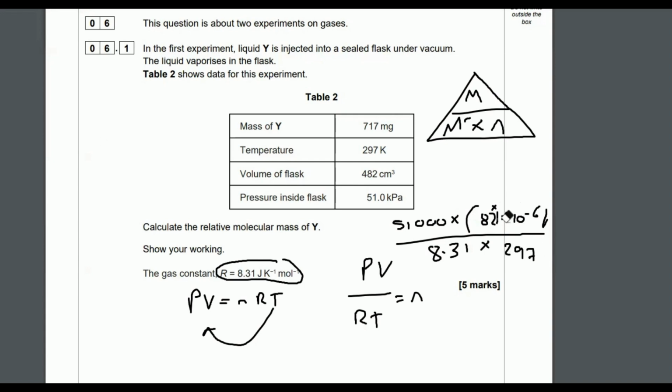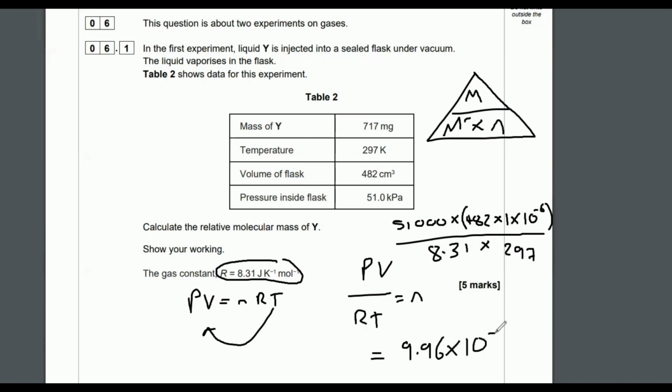Okay, now you can do this two ways. You can either take 482 centimeters cubed and turn it into meters cubed by dividing by 1,000,000, so divide by 1 times 10 to the 6. I've multiplied by 1 times 10 to the minus 6, which is the same result and just a bit easier to write in the working out. Put that over the top of 8.31.